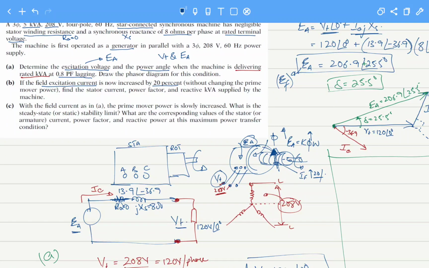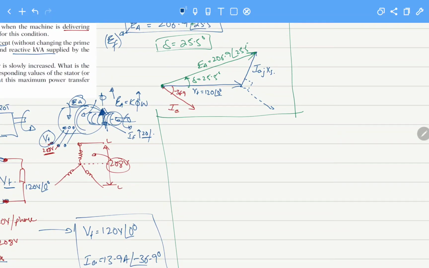So for this condition, that means that we have changed the field current for the generator, the field excitation current. What is the stator current? What will be the current of the stator? That is the output current. What is now the power factor and reactive kVA supplied by the machine?